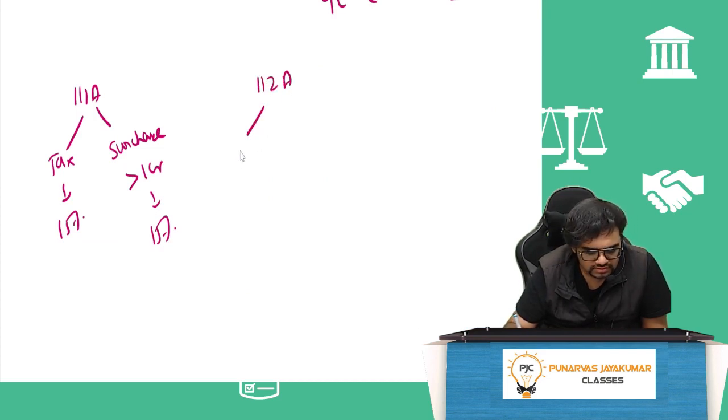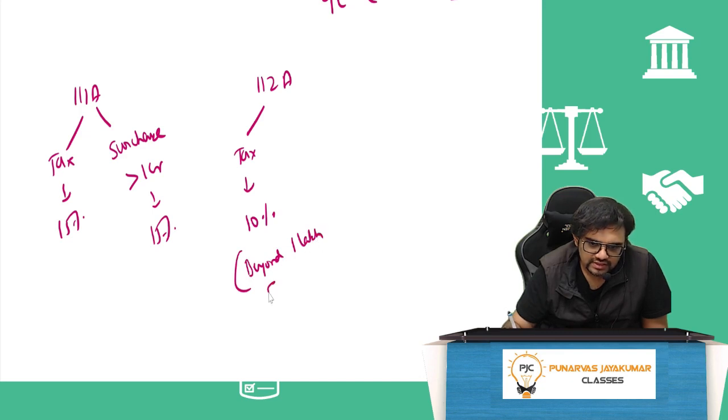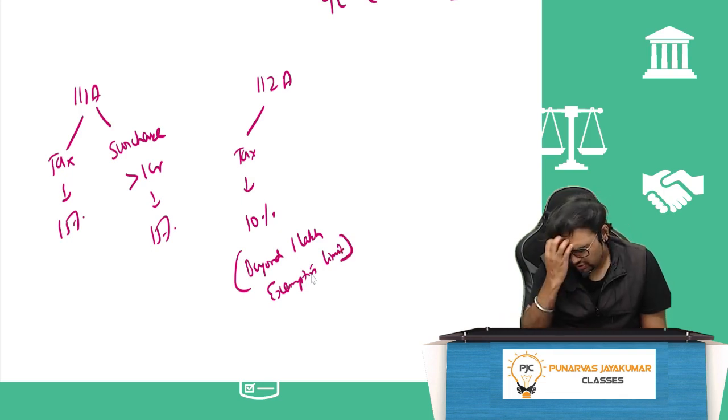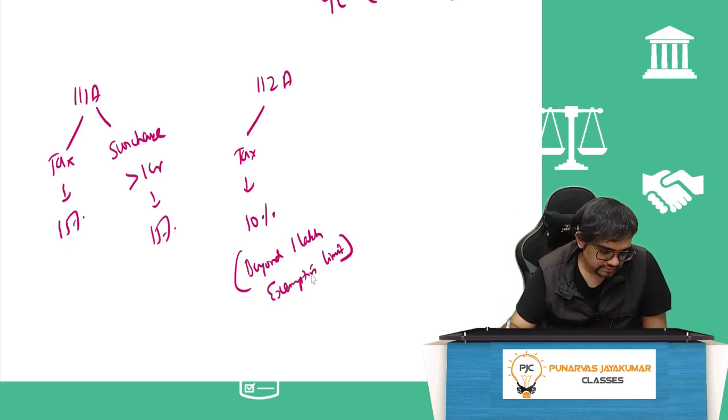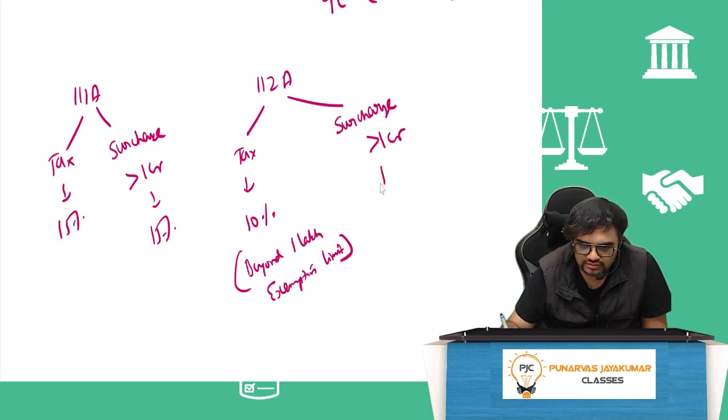112A, tax 10% beyond the 1 lakh exemption limit. How much is it? 10%. Surcharge beyond 1 crore, 15%. No change.